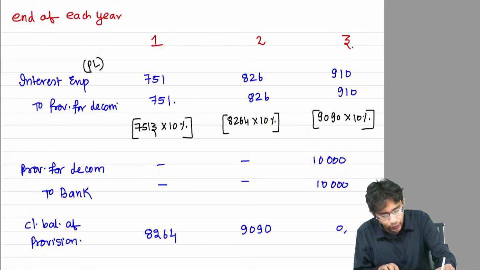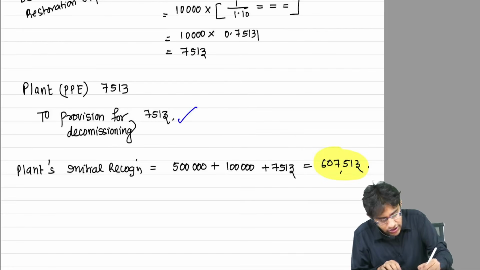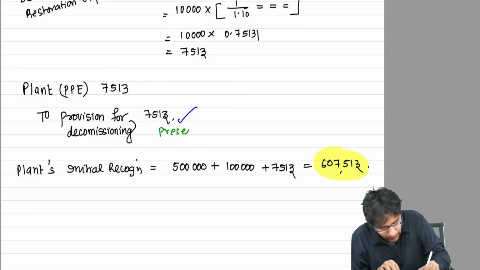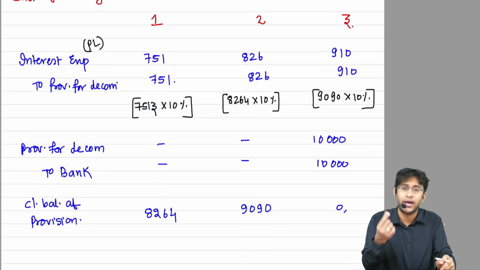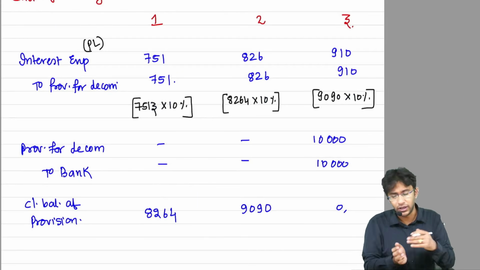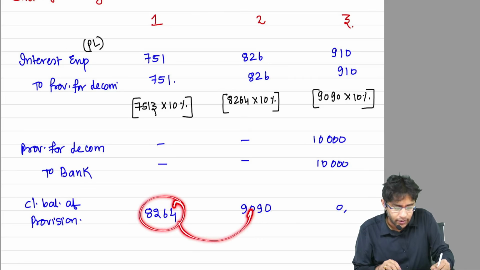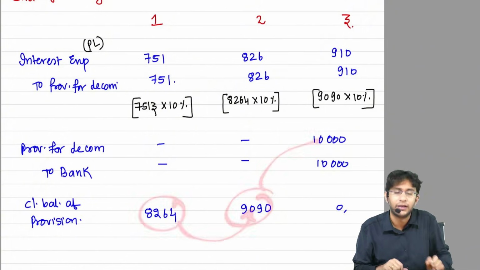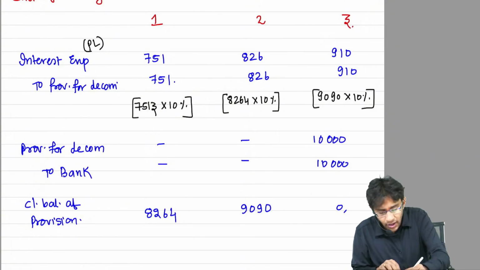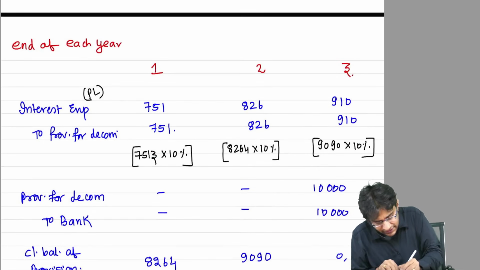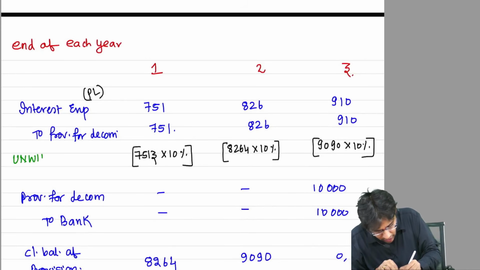Now, the entire process of you initially recognizing this at present value and every year booking an artificial interest expense and increasing the liability. Slowly, your 7513 became 8264, became 9090, became ultimately 10,000 rupees. The entire process is called unwinding of discount.